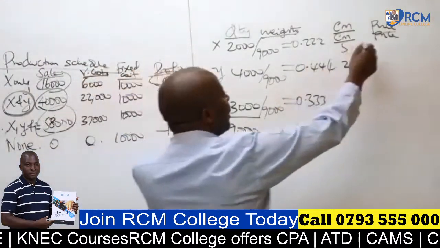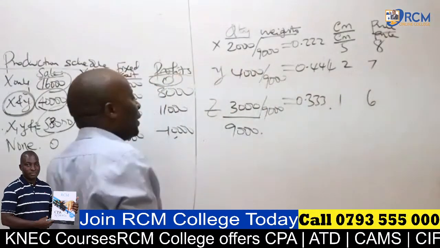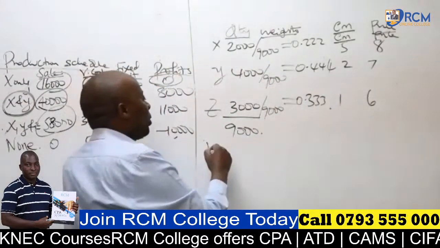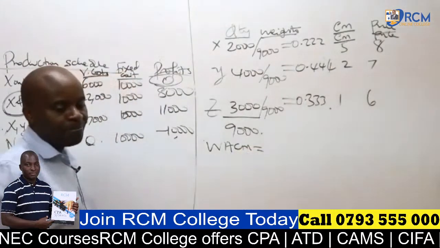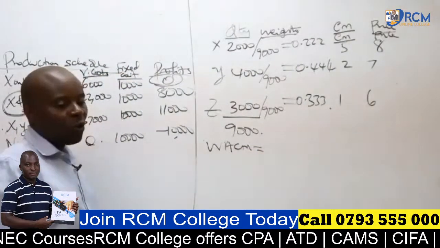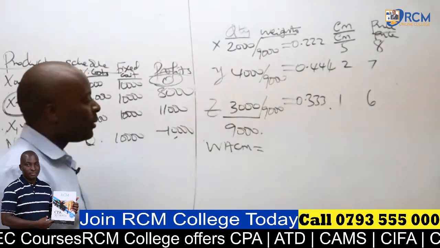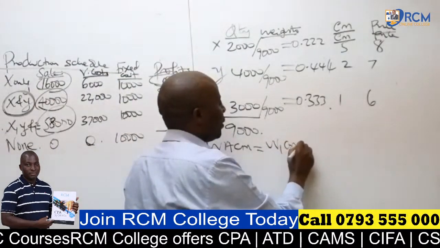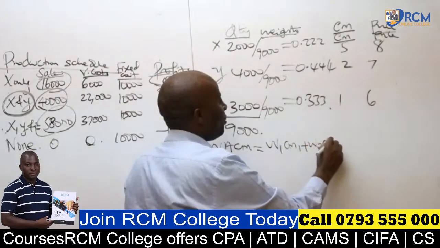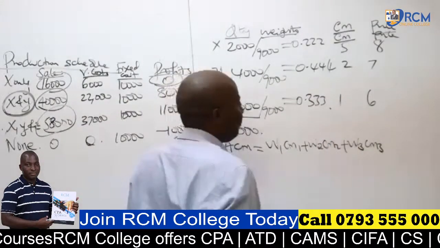Selling prices, 876. Why am I getting this? It's because at the end of the day, I'm expected to give them the WACM and the WAP. These are very important. So how do we get WACM? We take weight 1 times contribution margin 1, plus weight 2 times contribution margin 2, plus weight 3 times contribution margin 3.